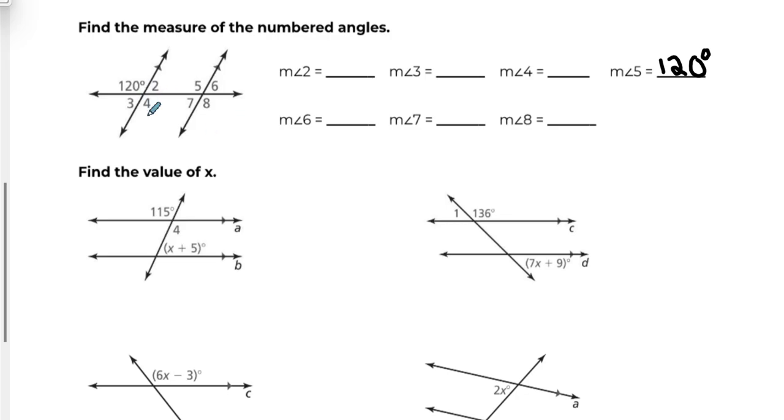Also, angle 4 is also 120 because that's a vertical angle pair, and vertical angles are congruent. 120 degrees, can't forget our degree symbol. Now, I know that this 120 and this angle 2 form a linear pair, which means they're supplementary based on the linear pair postulate. So from there, I can say 180 minus 120 equals angle 2. So that is going to give me 60 degrees for angle 2.